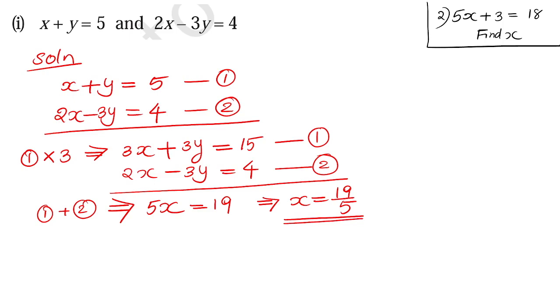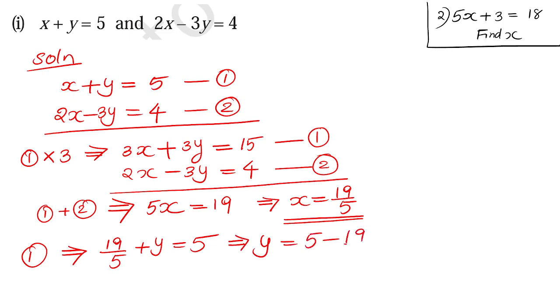Benedict correct, Maya correct. Now x equals 19 by 5, substitute x in any of the equations. Let me put here x equal to 19 by 5. I substitute the value of x in the first equation: 19 by 5 plus y equal to 5. 19 by 5 goes to the right side. y equals 5 minus 19 by 5.